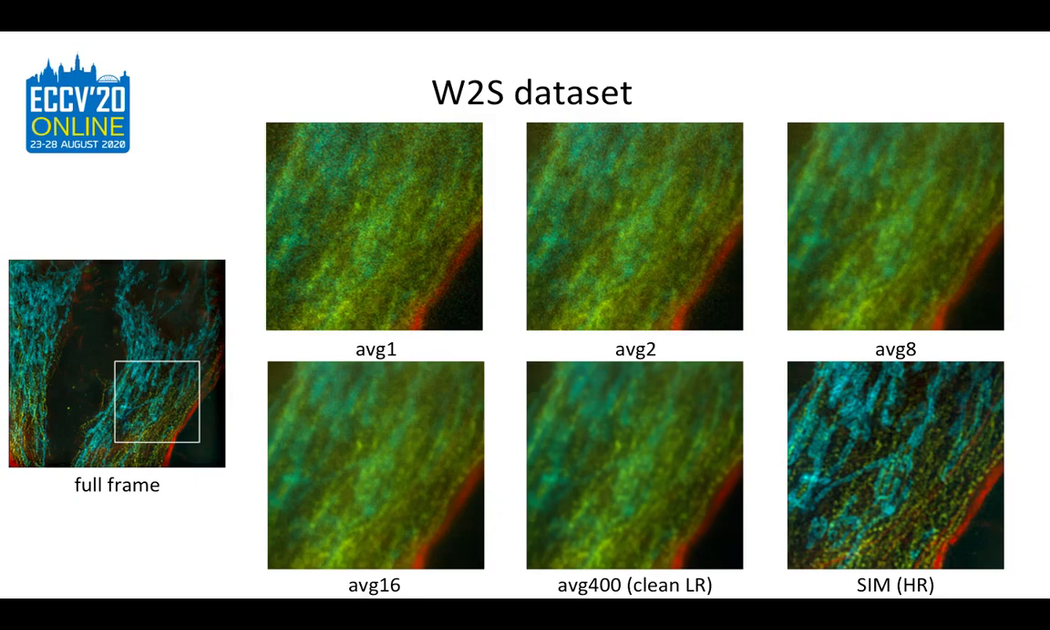Here we show an example from the dataset, where we have low-resolution images with different noise levels. The ground truth low-resolution image is estimated by averaging the 400 raw images. And we also show the high-resolution SIM result.